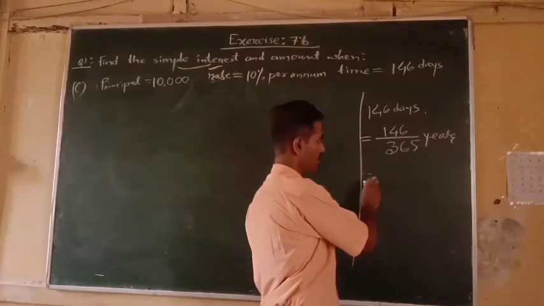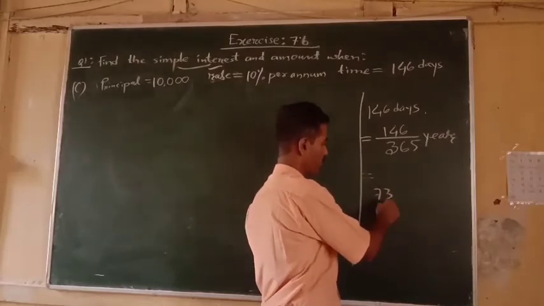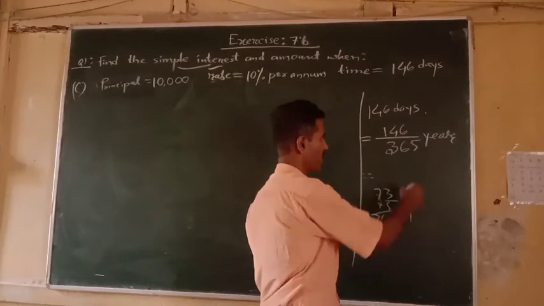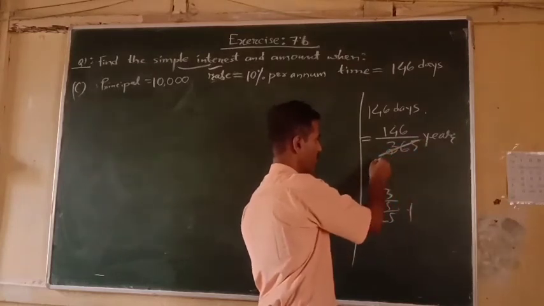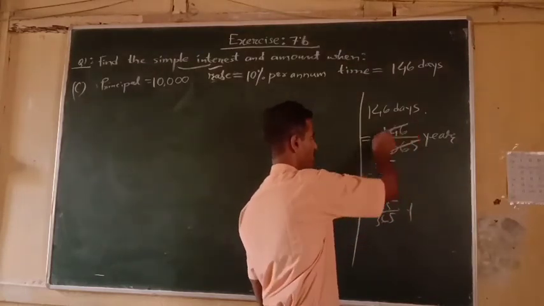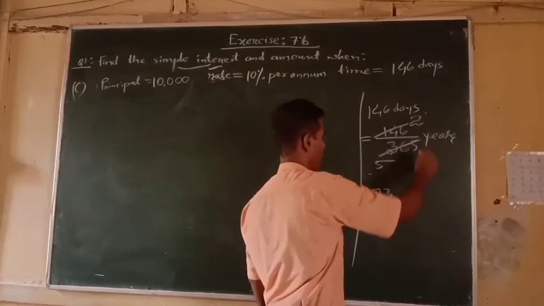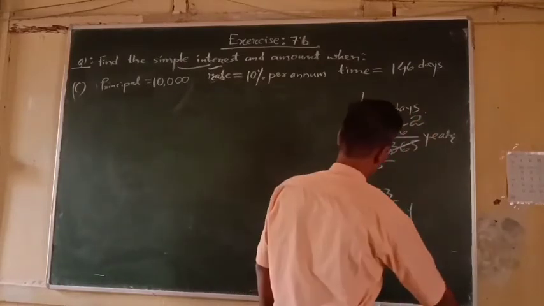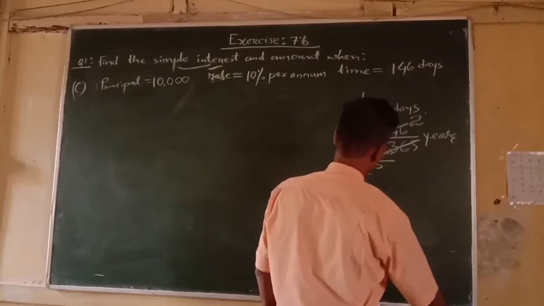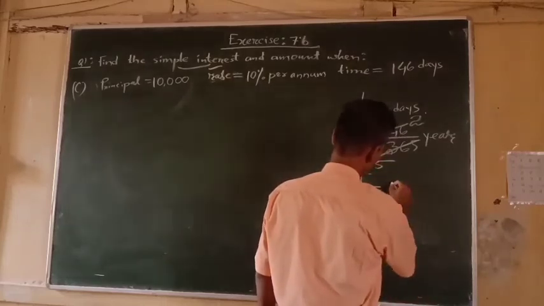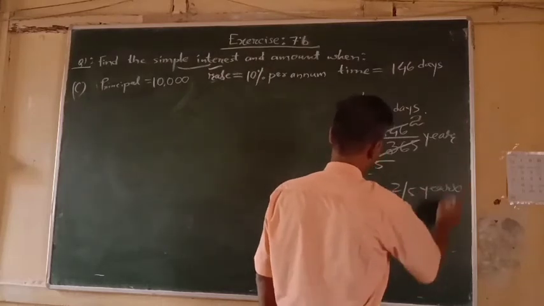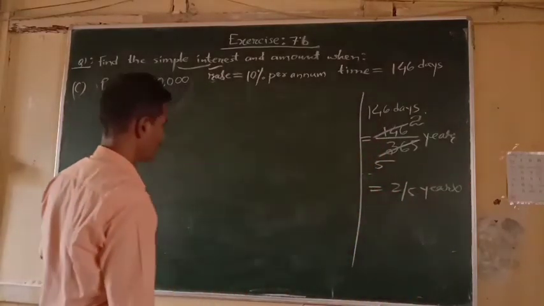By 73 you can divide. See, 73 into 5. 5 times 3 is 15. Carry over 1, 35, 1, 36, 365. 73 into 5, 365. 73 into 2, 146. So what you got? 2 by 5. What you got here? We have got here 2 by 5 years. All right.